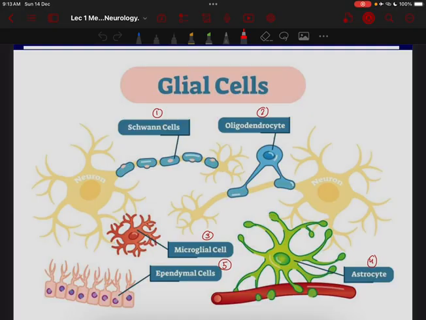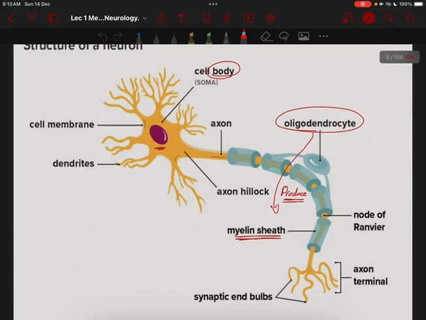Also, we have the Schwann cell. It also forms the covering of myelin, but not in the central nervous system; it's mainly in the peripheral nervous system. We have other cells like the microglia. Now, this is the basic unit, the neuron. It has the body of the cell and the nucleus there, and we have the axon. The axon is covered by the myelin sheath, which has many functions and is formed by the oligodendrocytes.